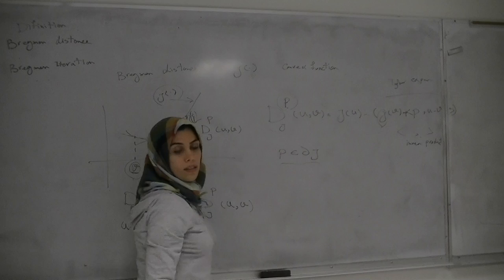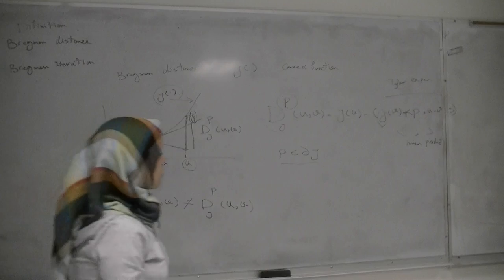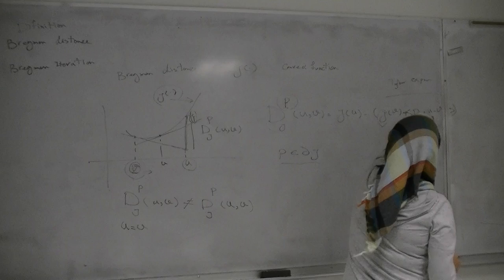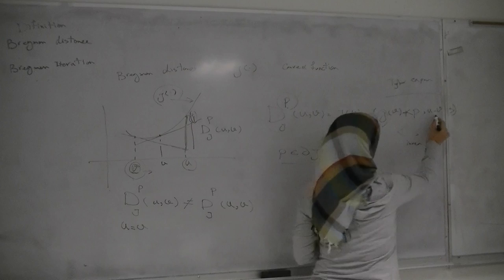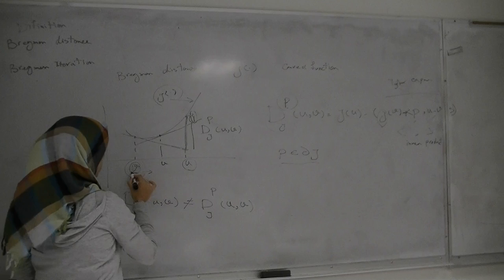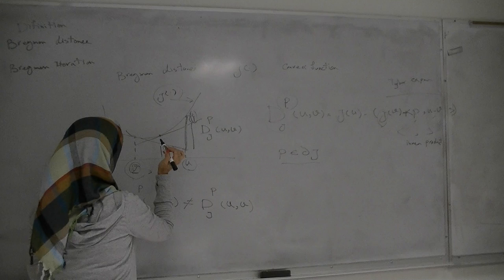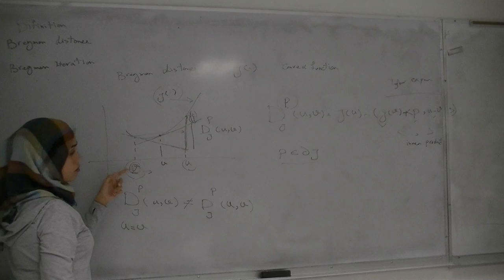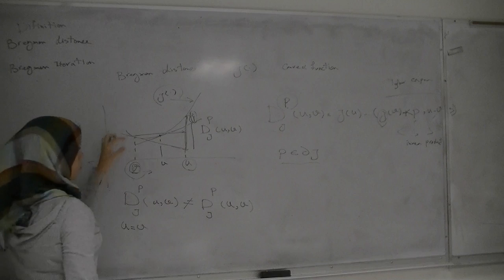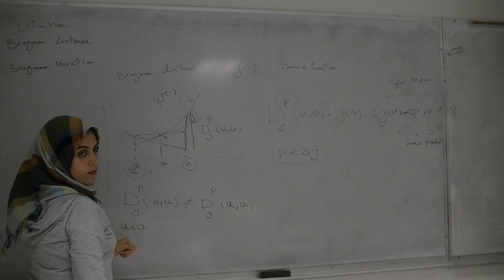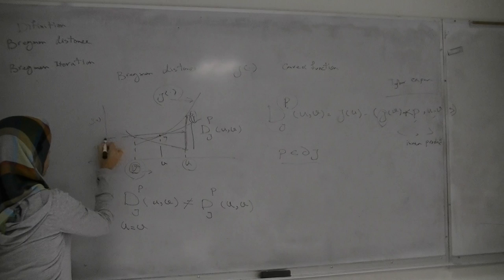So what's the vector U minus V? U minus V is a vector. Can you show me on your figure? Here is U and some V, something like that. So we find this inner product. P is in the same direction, and just the magnitude changes as the slope changes, right?